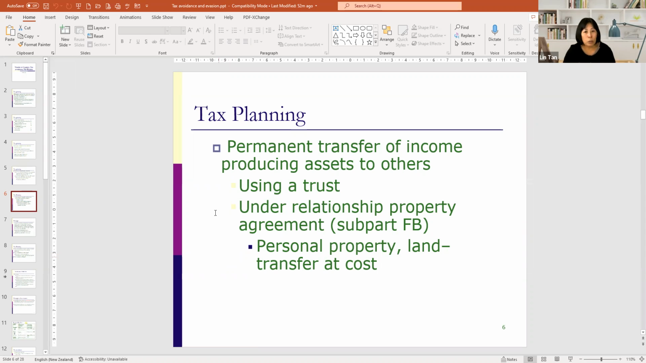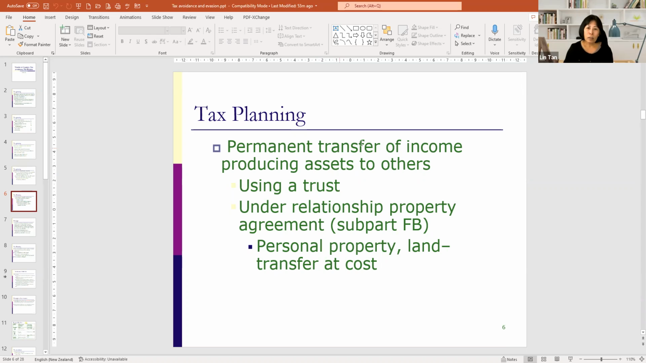And a trust could be used, right? Because you know that even though the top marginal tax rate is 39%, the government hasn't increased the trustee rate yet. I don't know whether in the future years they will do that. They're actually monitoring people's situation to see whether people are trying to avoid the 39% bracket or not. But anyway, at the moment, the trustee rate is at 33%.